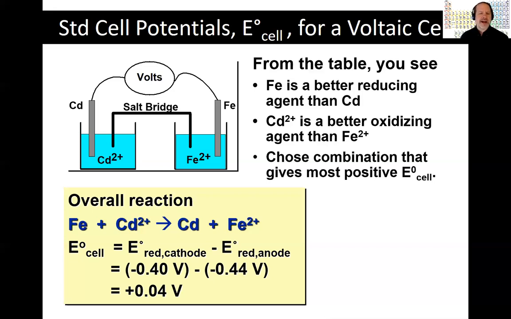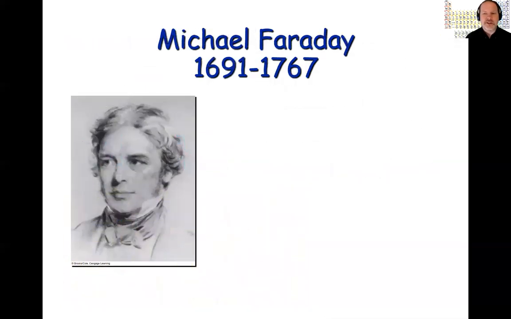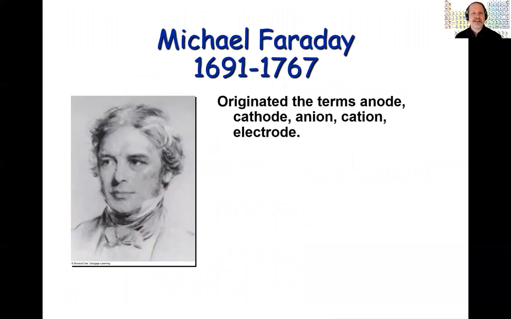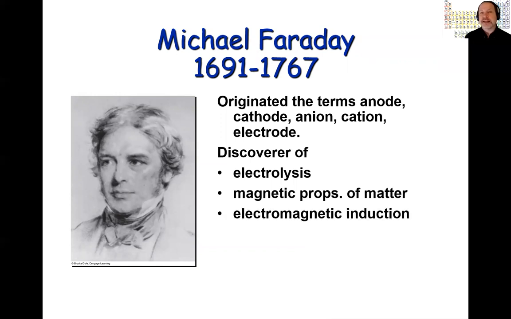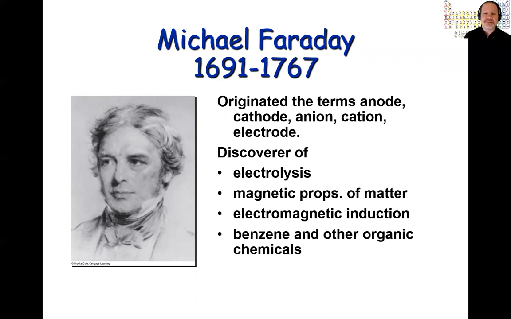Well, how do we know that the positive 0.04 volts is worth anything? I mean, what does that mean? Well, we need an important idea here to connect this. I want to just mention one of the early scientists, Michael Faraday, from 1791 to 1867. He did a lot of work in the electrochemistry field, gave us the terms anode, cathode, anion, cation, electrode. He helped discover electrolysis and a lot of magnetic properties of materials, and the combination of electricity and magnetism.